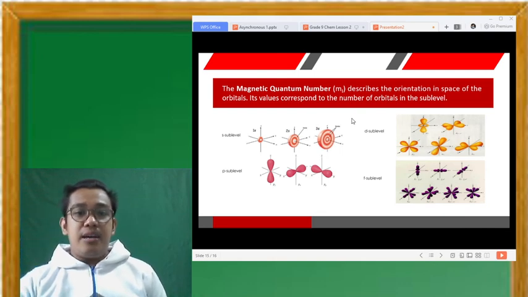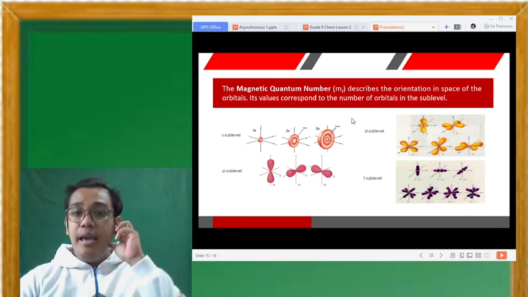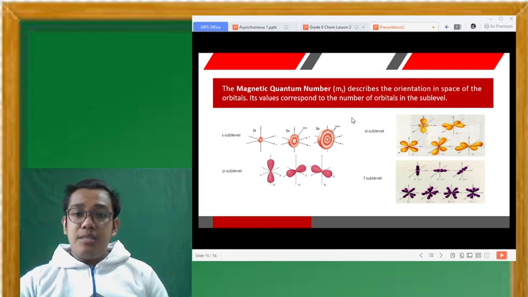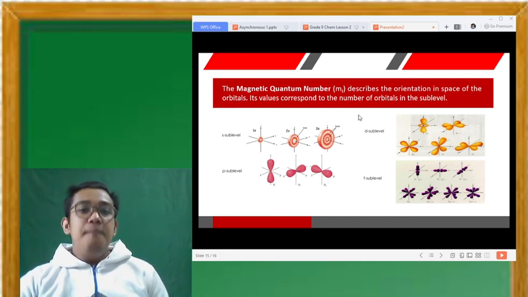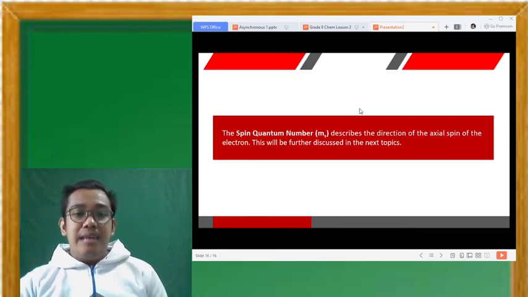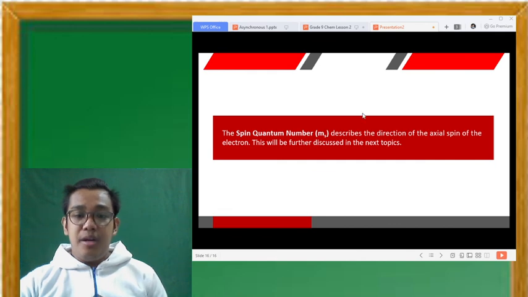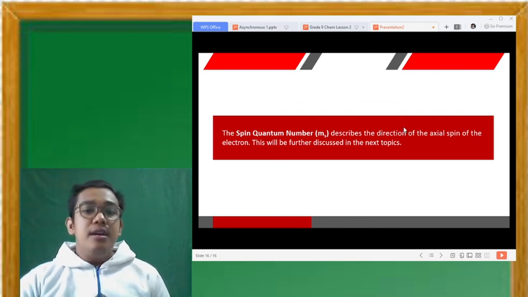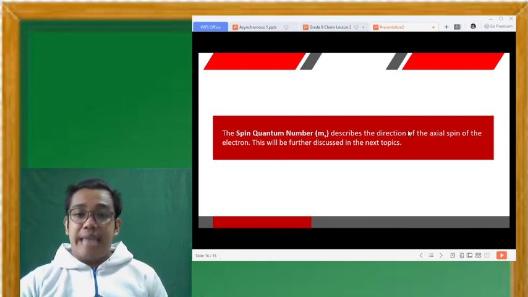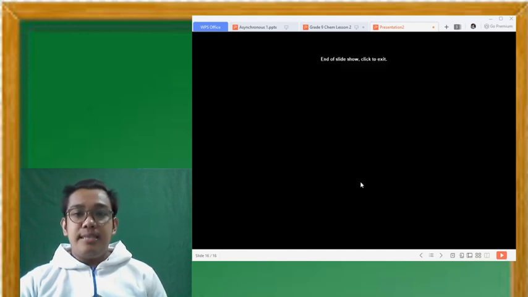So we have the magnetic quantum number, m sub l, which describes the orientation in space of orbitals. Its values correspond to the number of orbitals in the sublevel. Lastly, we have the spin quantum number, m sub s, which describes the direction of the actual spin of the electron. This will be further discussed in the next topics.